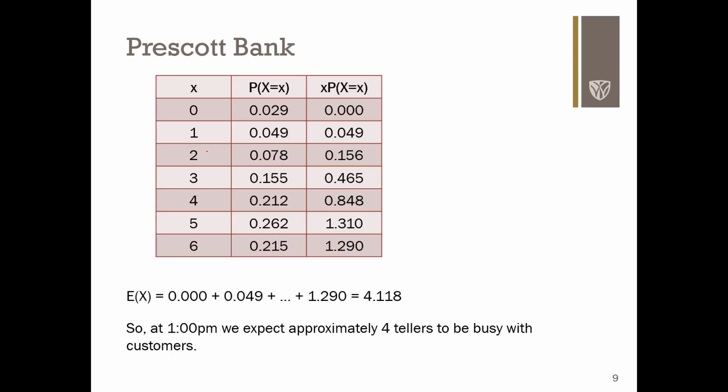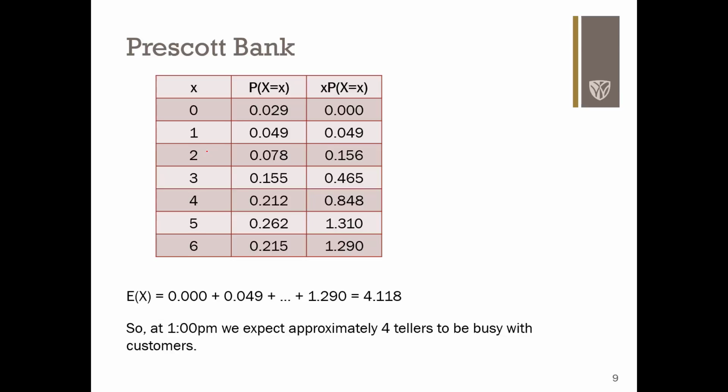We can take 1 times the probability x is equal to 1, that gives us 0.049. 2 times the probability that x is equal to 2, 0.078, gives us 0.156, and so forth. And then we just add up those weighted values. So if we add 0.000 plus 0.049 plus 0.156, and all of those values up, the expected number of tellers that would be busy at 1 o'clock in the afternoon is 4.118. Since you can't have a fractional teller, then we would say approximately 4 tellers are likely to be busy with customers at 1 o'clock in the afternoon.